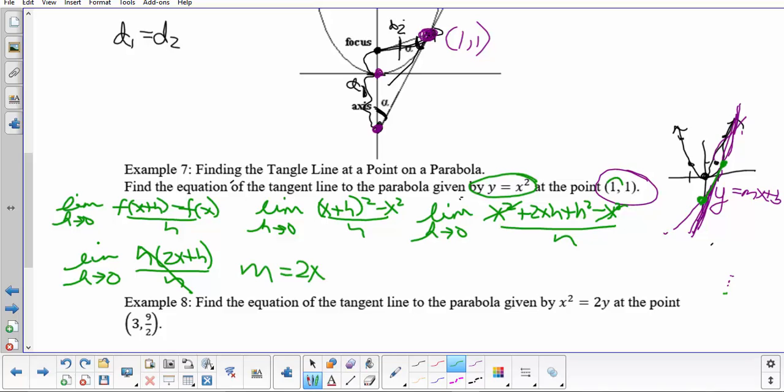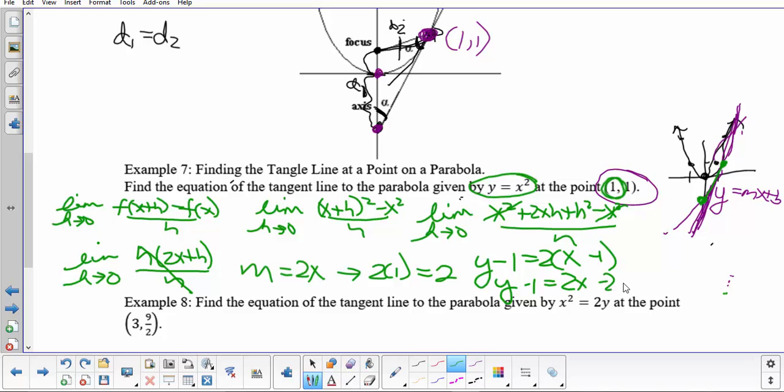Now the x value in question is at the point (1, 1), so that means that to find our slope, we would do 2 times 1, so our slope is 2. Now we have a point and a slope, we can write our tangent line. So we can do y minus y1, so y minus 1 equals 2 times (x minus 1). So y minus 1 equals 2x minus 2, which means our equation is y equals 2x minus 1. Okay. So that's actually the calculus method of doing this, of finding the slope at one specific point.